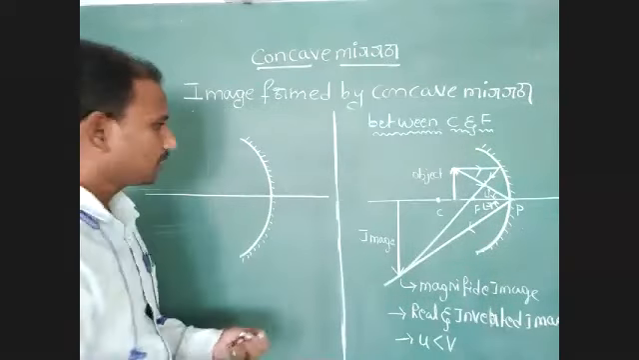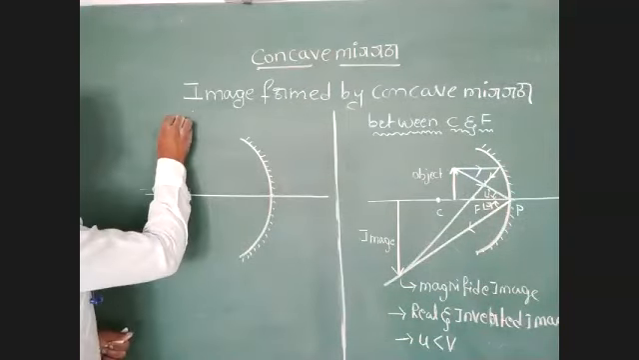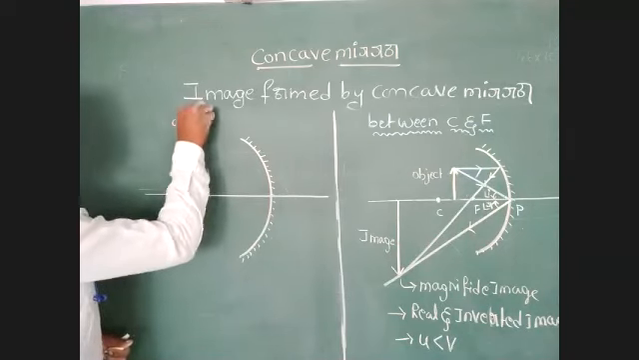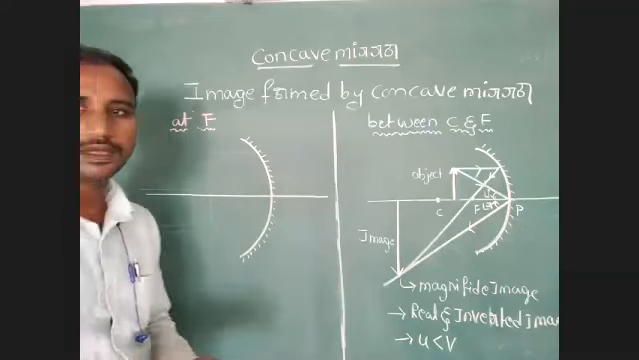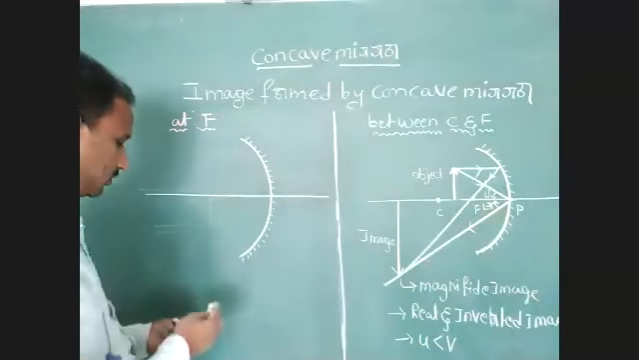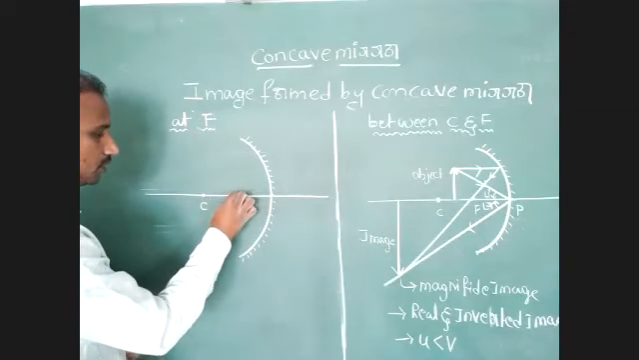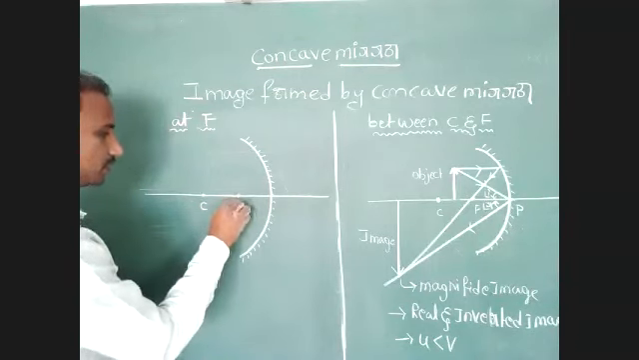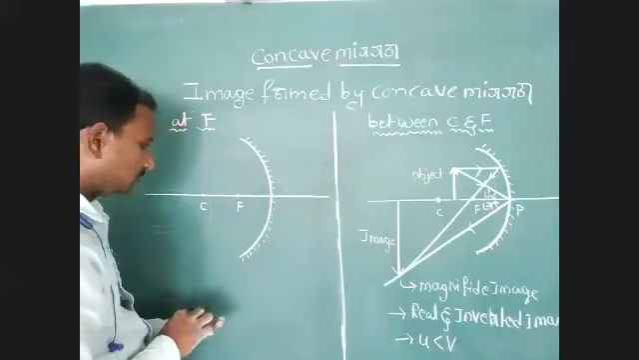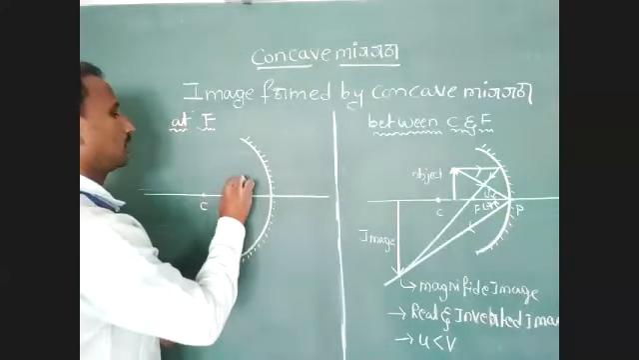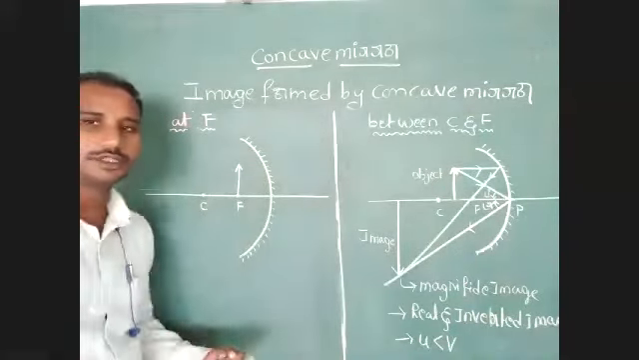Now we want to consider the position of an object exactly at the principal focus. Where is the position of the object? Exactly at the principal focus, at the F point. So now consider that position point, the principal focus. We consider the position of the object exactly at the principal focus.